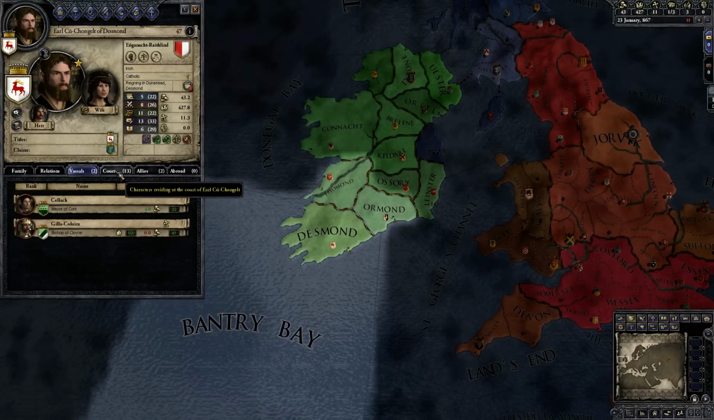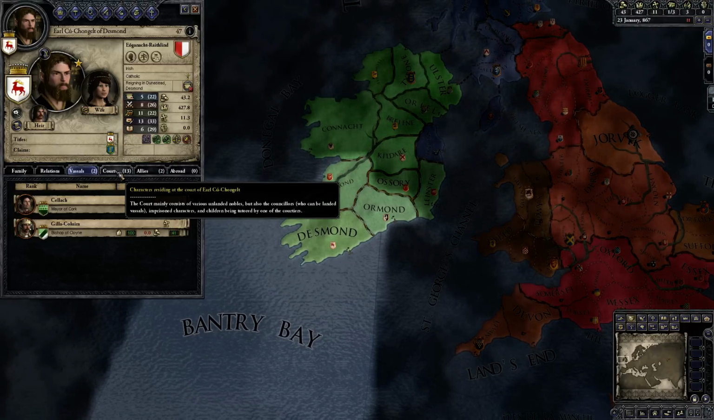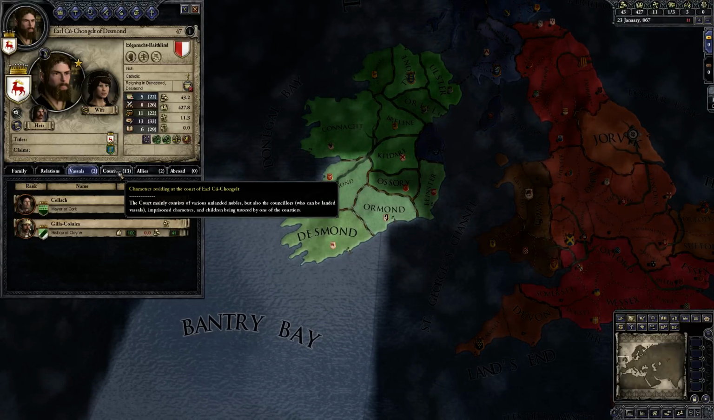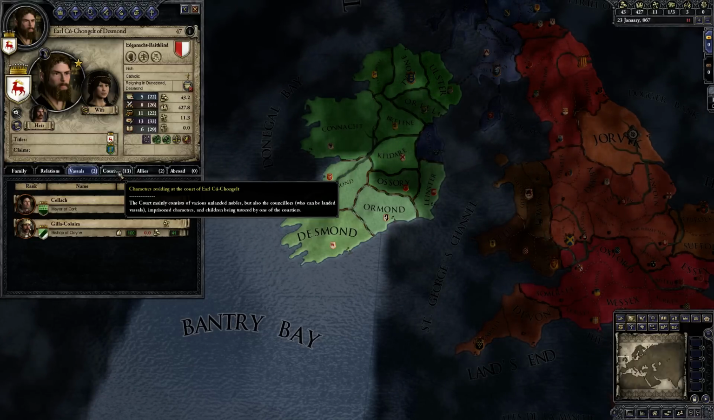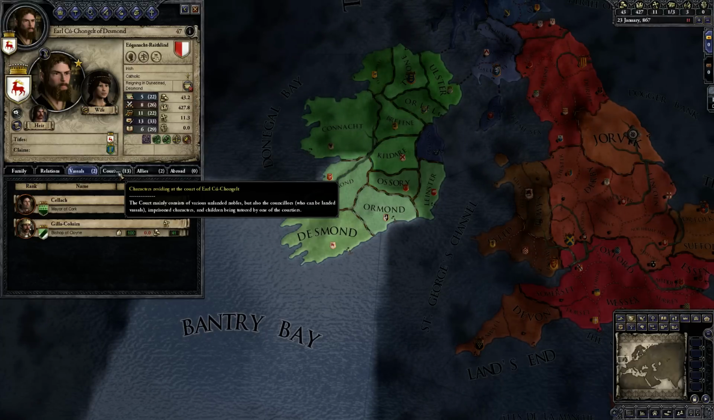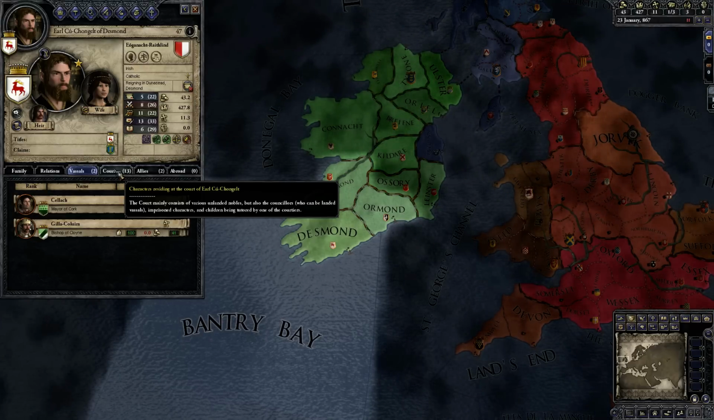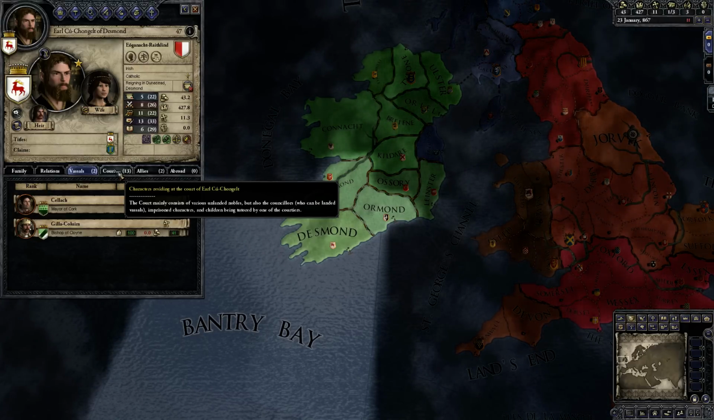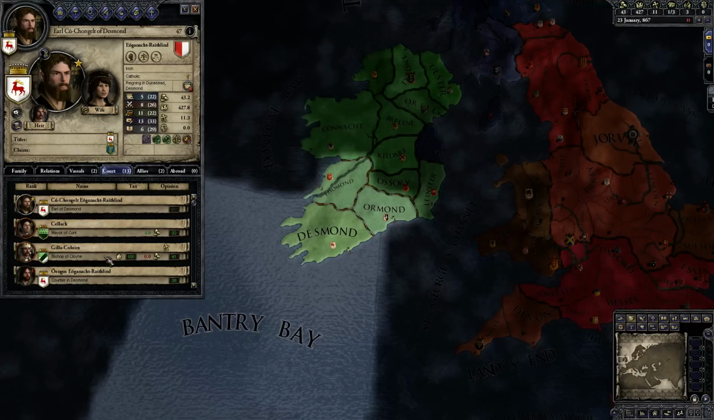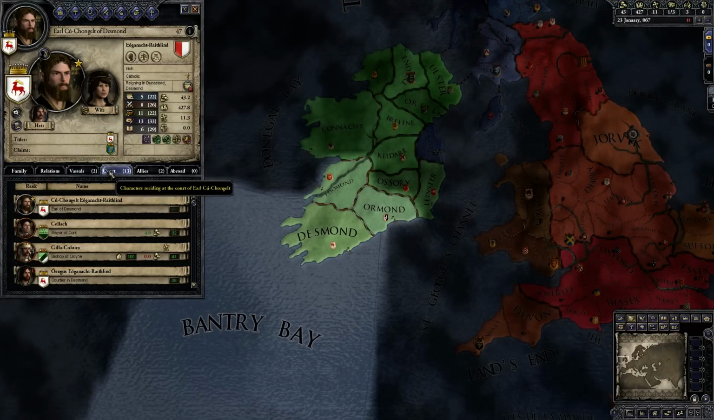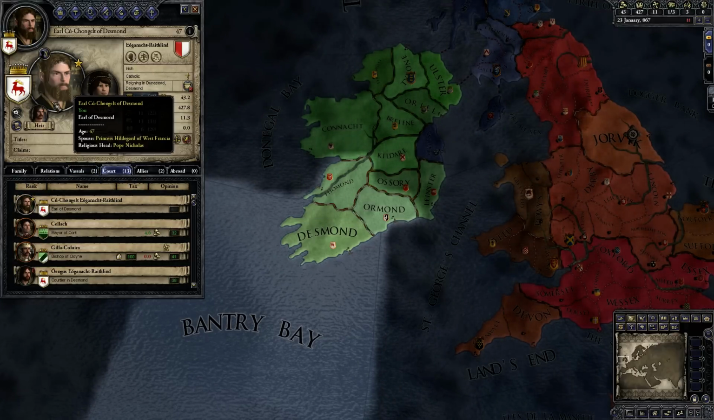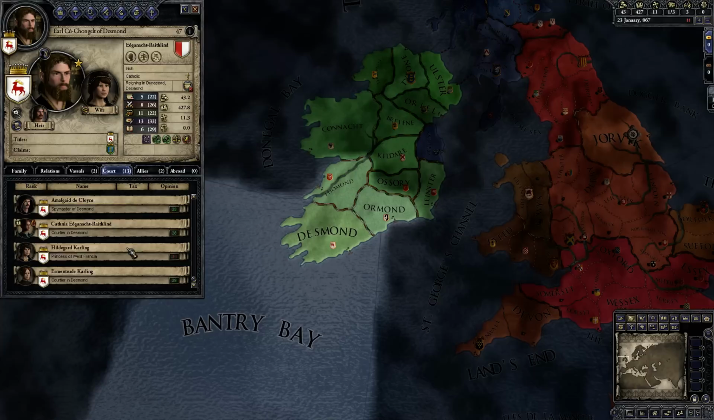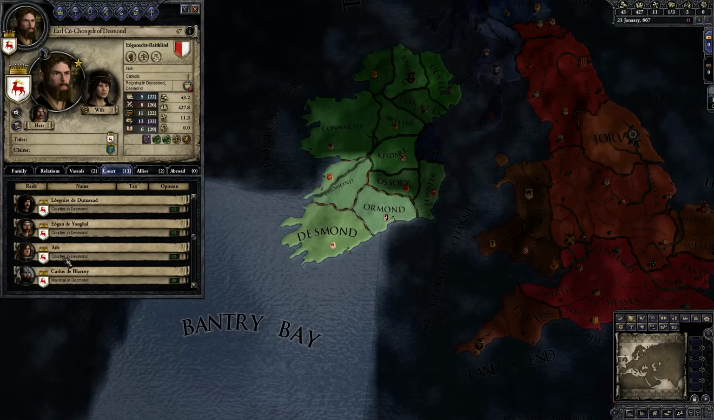We've got a court tab. Characters residing at the court of Earl Ku or Ko, or I don't know what that weird-looking U thing is. The court mainly consists of various unlanded nobles, but also the counselors, who can be landed vassals, imprisoned characters, and children being tutored by one of the courtiers. So we can see in our court, we are considered to be in our own court, and then everyone who's related to our court is here.